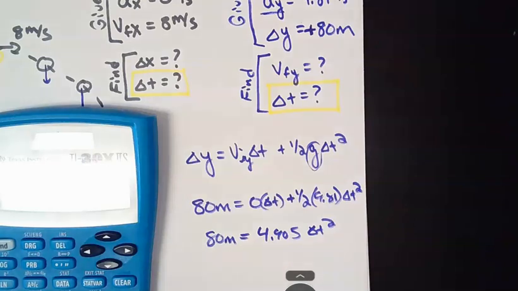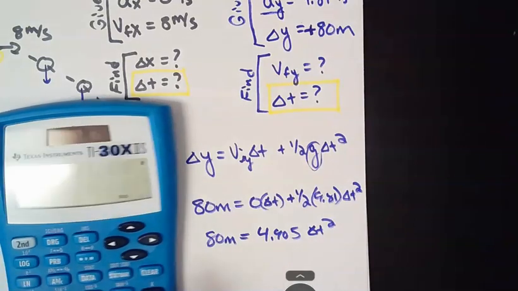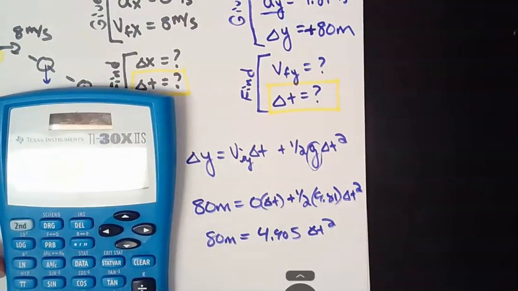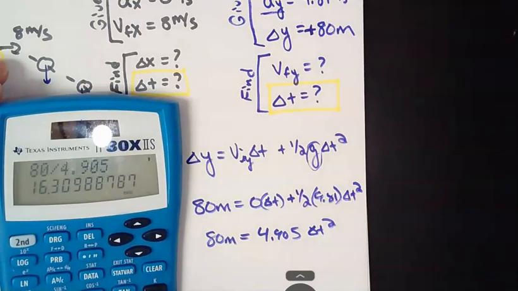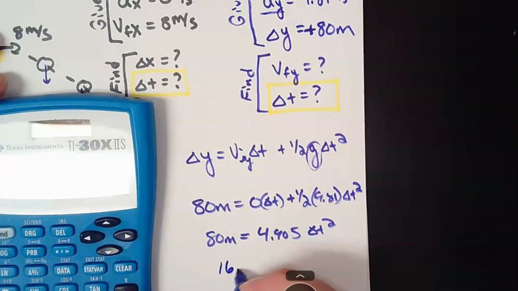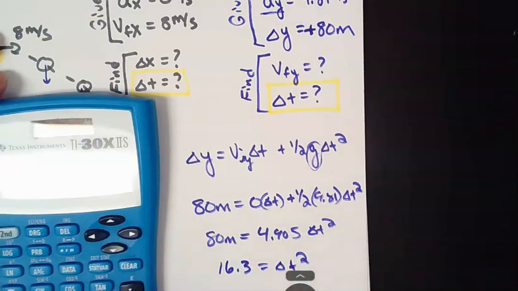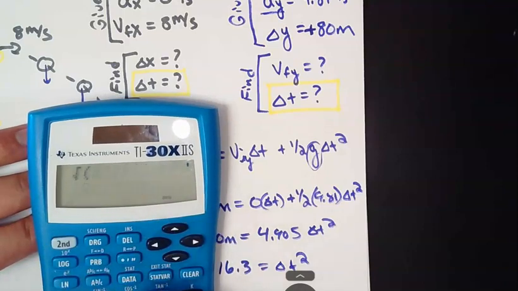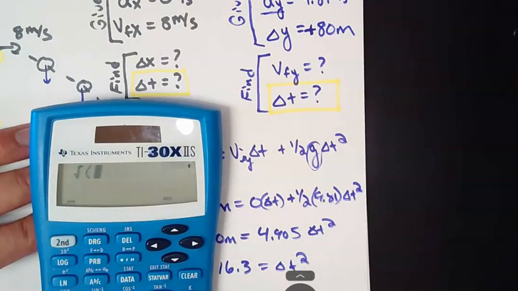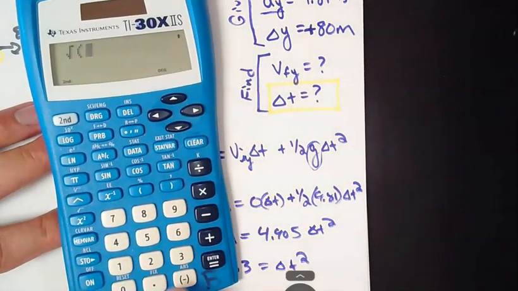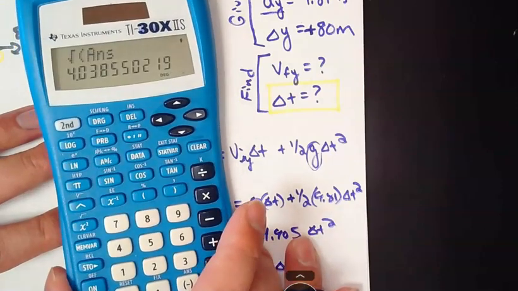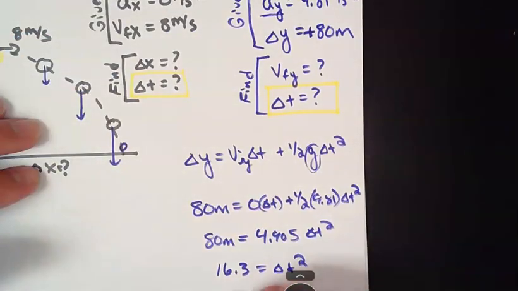So let's divide both sides by 4.905. See if I can get this in a nice spot where you can see it. Maybe not, there's a glare. But I'll go ahead and say 80 divided by 4.905 equals 16.3. And then square root that. So to square root it, I just hit second, square root right there, and then second again. And the answer, if you got one of these calculators, you can say, hey, enter answer right there. That's a nice, easy way. You could type it out, and I get 4.04. That is my delta t.